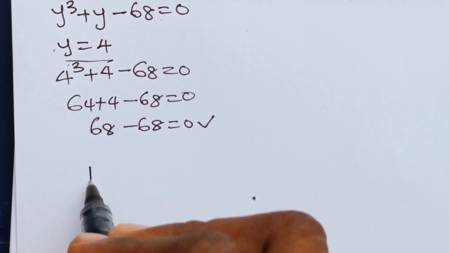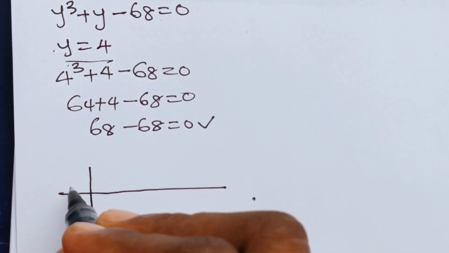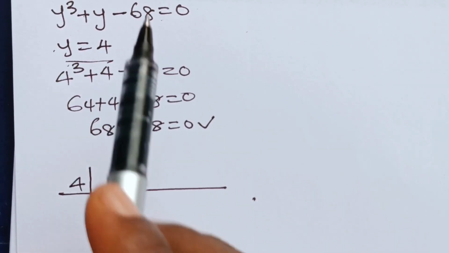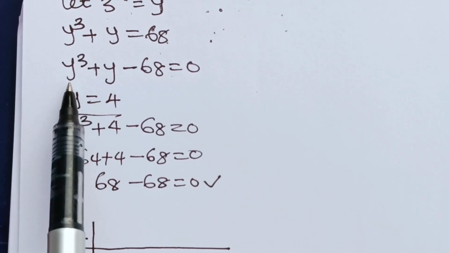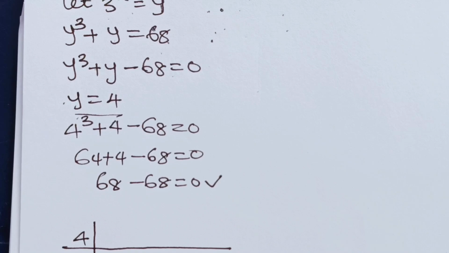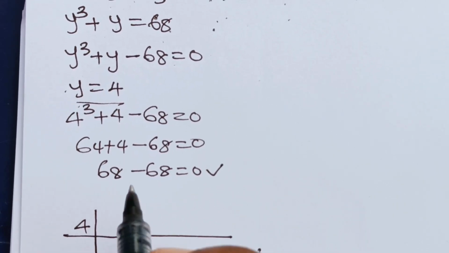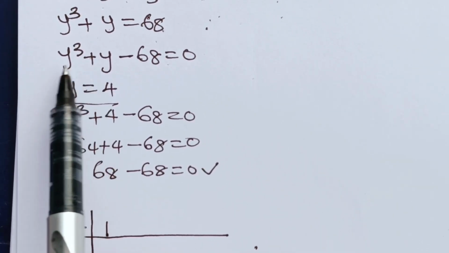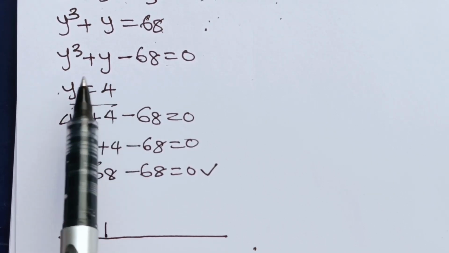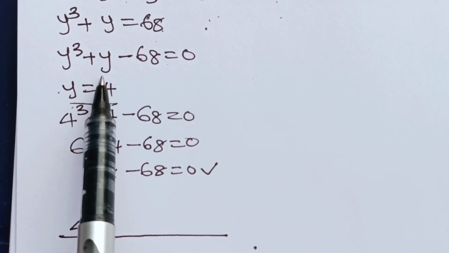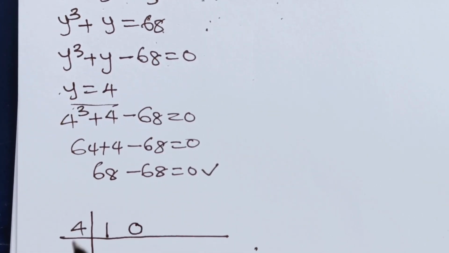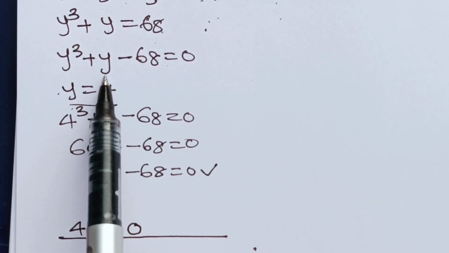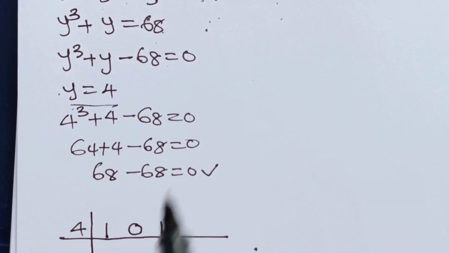This is what I mean. We are going to draw our line and write 4. We are going to use this 4 to divide the coefficients of our terms here. The coefficient of y to the power of 3 is 1, so we write 1. Now, we're supposed to have y squared before y, so don't be deceived. That simply means that the coefficient of y squared in this equation is 0. So we have 0. After y squared, we have plus 1 for y, so the coefficient of y here is 1. Then our constant is minus 68.